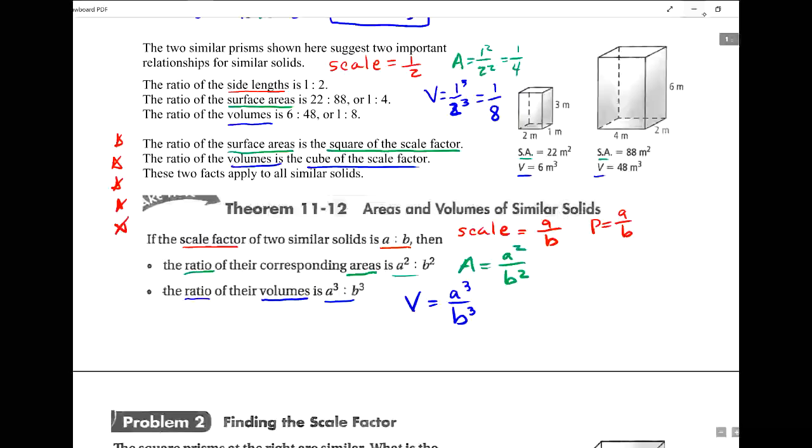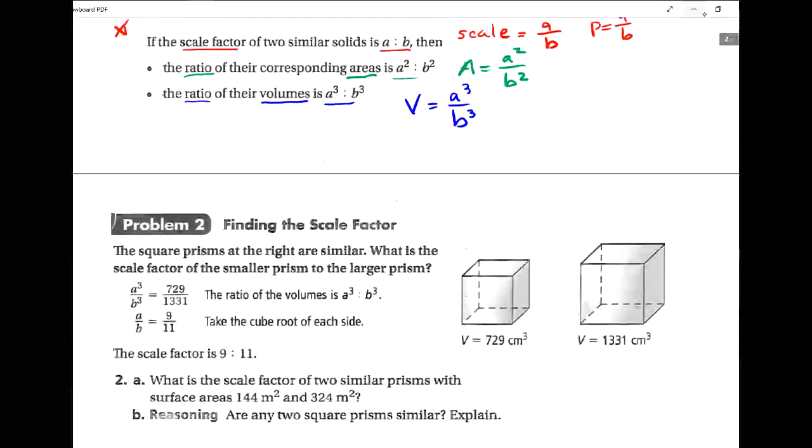So this is easy to remember. You have a scale. Scale just compares lengths. Perimeter is also a length, so perimeter is the same ratio as your scale. Area is always squared, so your area ratio is your length squared. And volume is always cubed, so your volume ratio is going to be your lengths cubed. All right, let's look at an example.